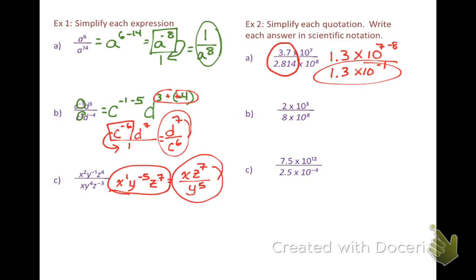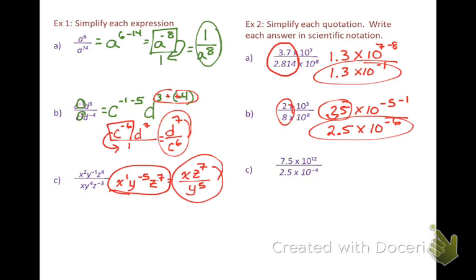So let's look at B. 2 divided by 8 is 0.25 times 10, and you subtract them. 3 minus 8 is negative 5. Now, is this in scientific notation form? No, 0.25 is not between 1 and 10. So I'm going to move the decimal over, so it's going to be 2.5 times 10. And I subtracted 1 because I made it smaller to bigger, so it's going to be negative 6. Try C on your own.